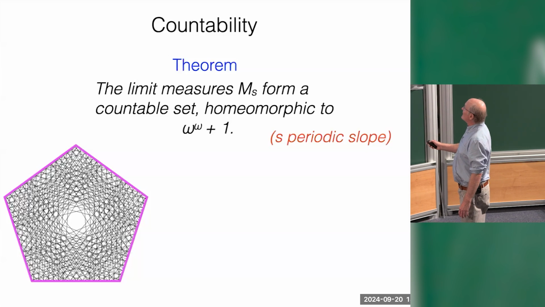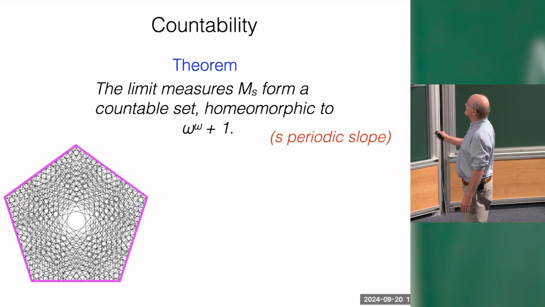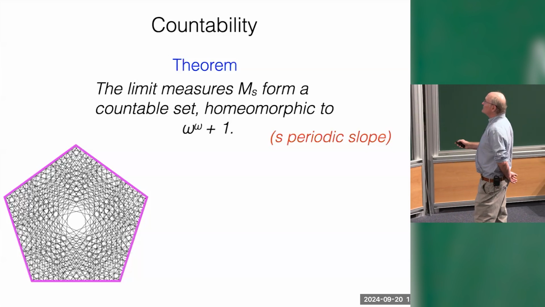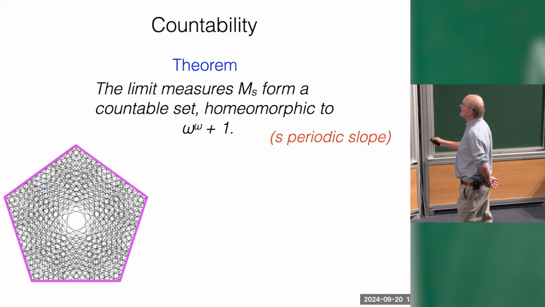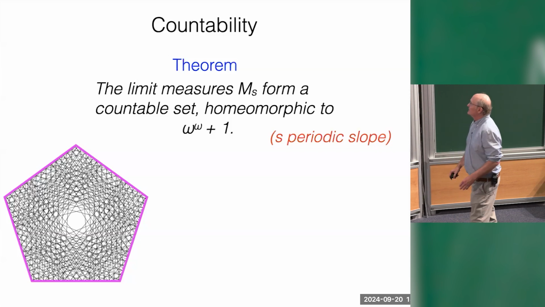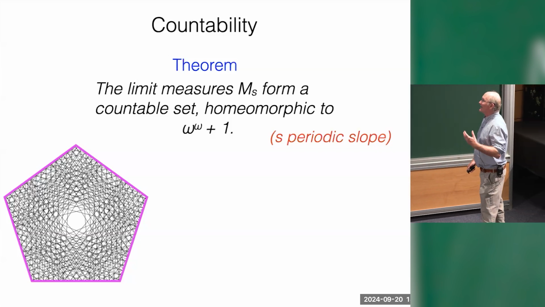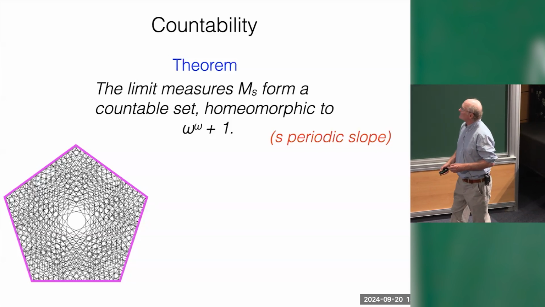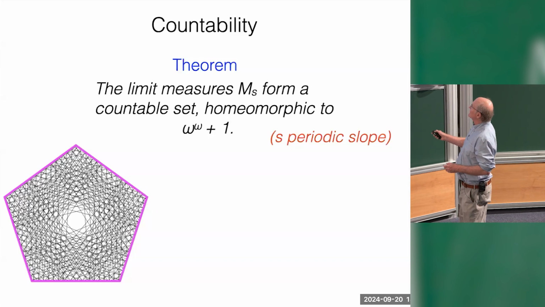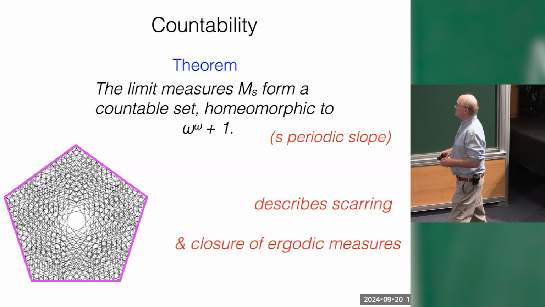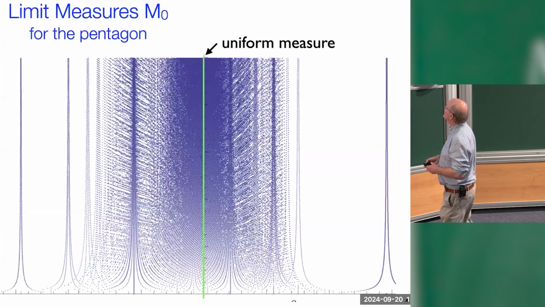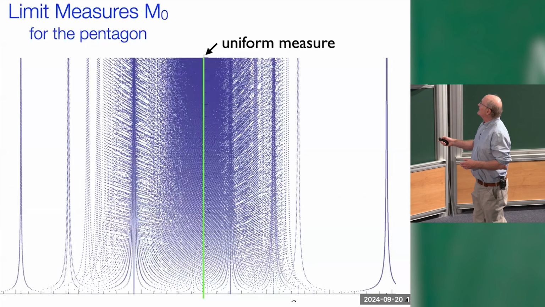So the result I want to mention is the following. Actually, you don't get a Cantor set of measures. You get a countable set of limit measures when you take these longer and longer trajectories. And this countable set is homeomorphic to the countable ordinal omega to the omega plus 1. So there's a nice analysis of what these measures are. And as I say, this describes scarring. It describes the closure of the ergodic measures for this billiards. It can be computed exactly.